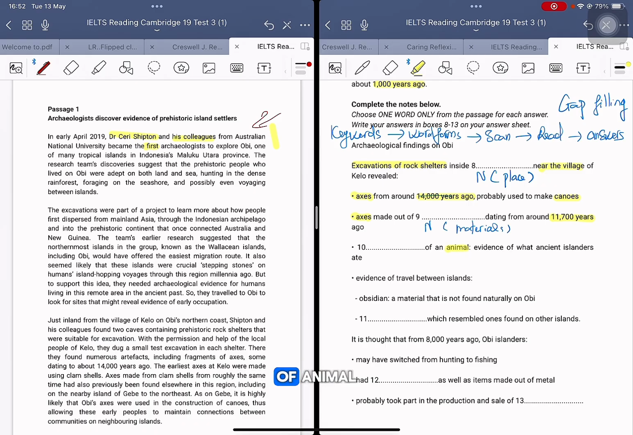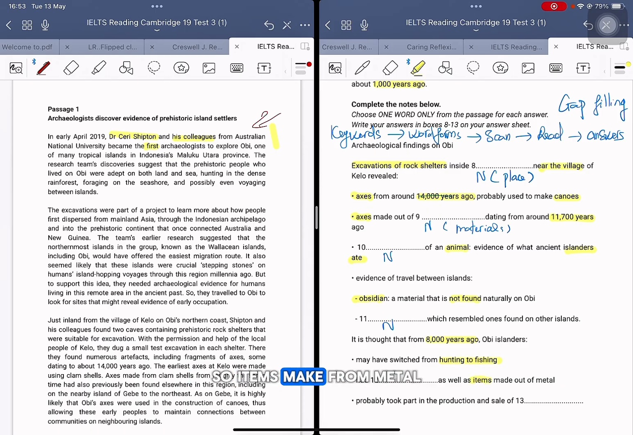So we have something of animal. Islanders ate. So we need a noun here. Some parts of an animal or something. Okay, so next one, not found here. They found on something here, so we don't know what it is, but it's supposed to be a noun, right? And next, 8,000 years ago, switched from hunting to fishing.